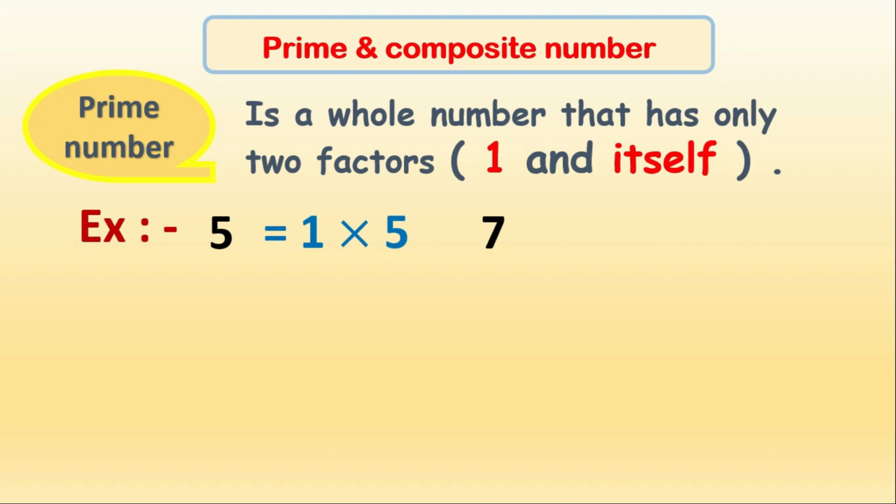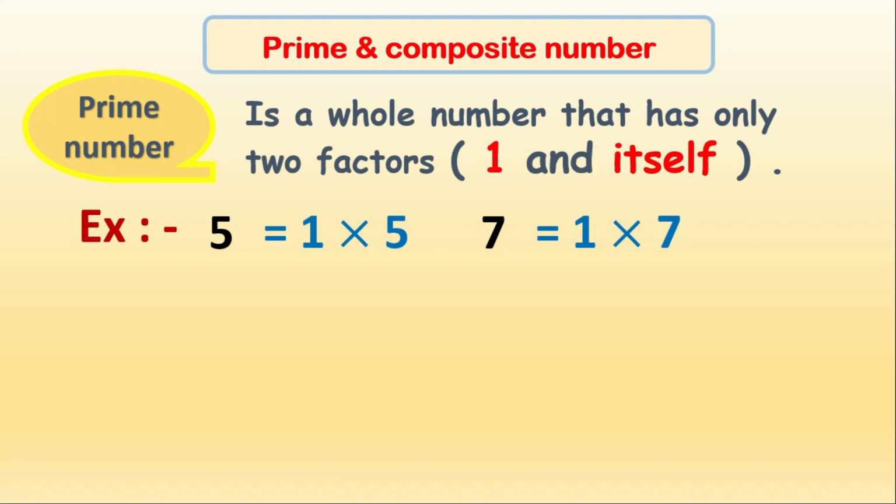Another example. 7 equals what? 1 times 7. So 1 and 7 are factors of 7. Can you find any other factors? No. 7 has only 2 factors, 1 and itself. So 7 is a prime number.